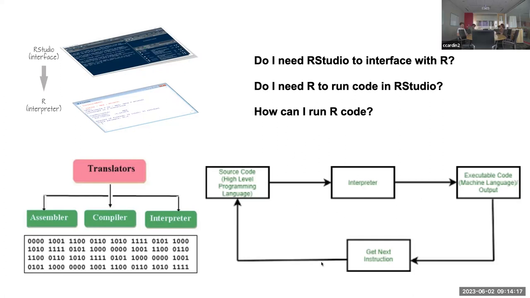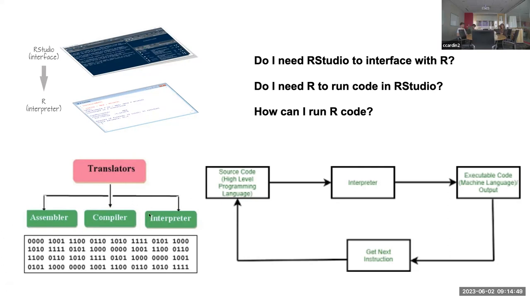So this is an example. We have here code in a high level programming language, that in this case is R, but can be whatever, and there are several of these. We use an interpreter to translate information, and we can execute the code. So then we go to the next line. And this is the common flow when we are working with R and RStudio. Okay.